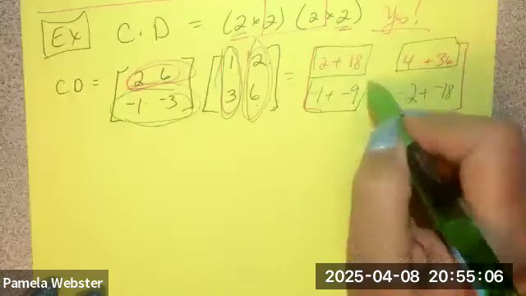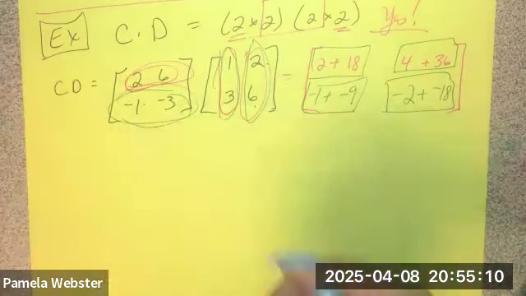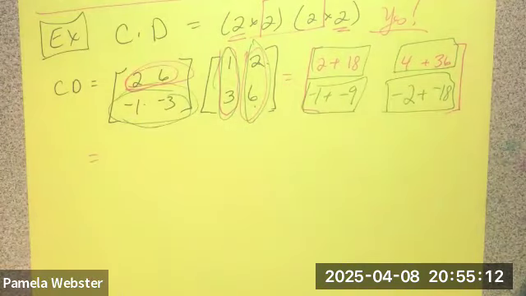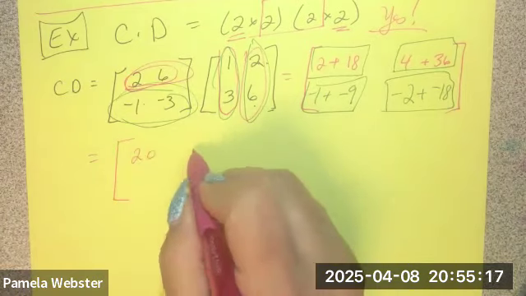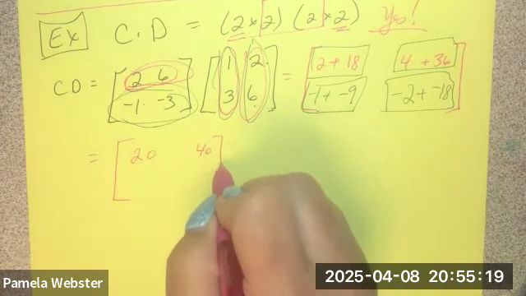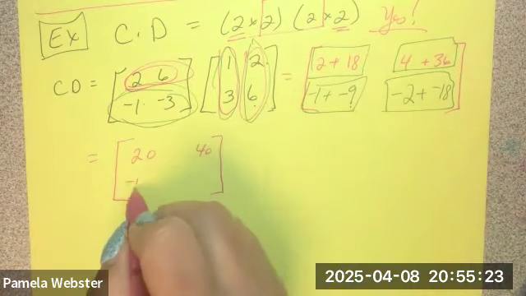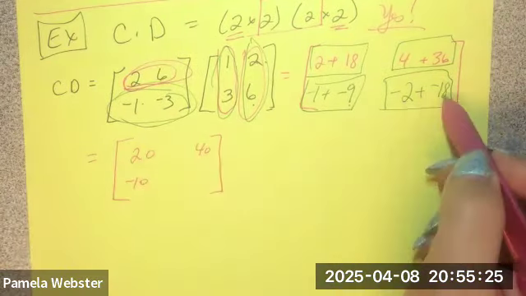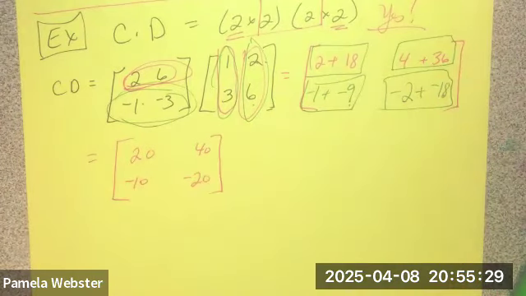I will whenever I clean this up, right? Sure enough, we do. So there you go. What about that? 2 and 18 is 20. 4 and 36 is 40. -1 and -9 is -10. -2 and -18 is -20. There's my C times D. Okay, well, that's cool.